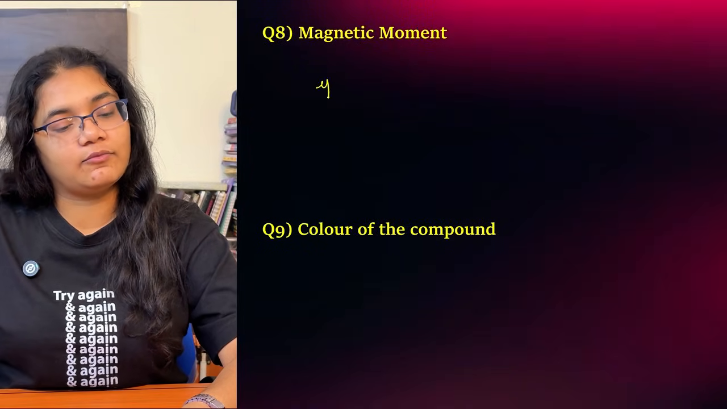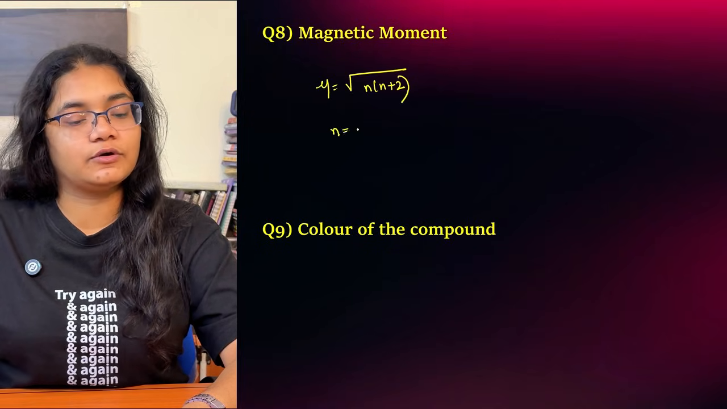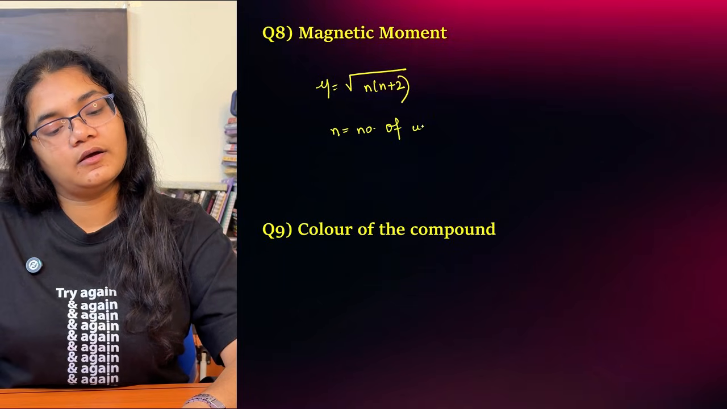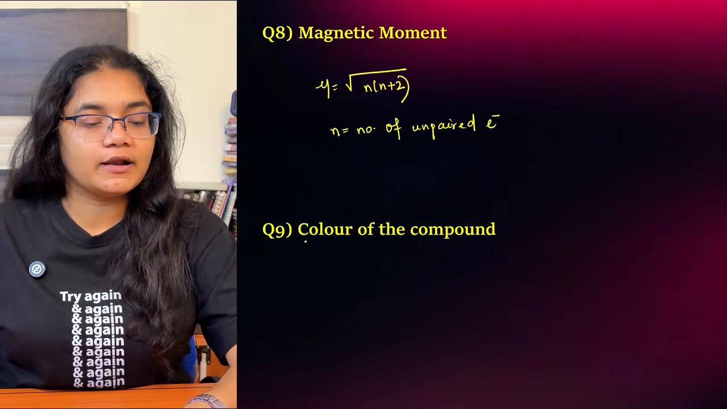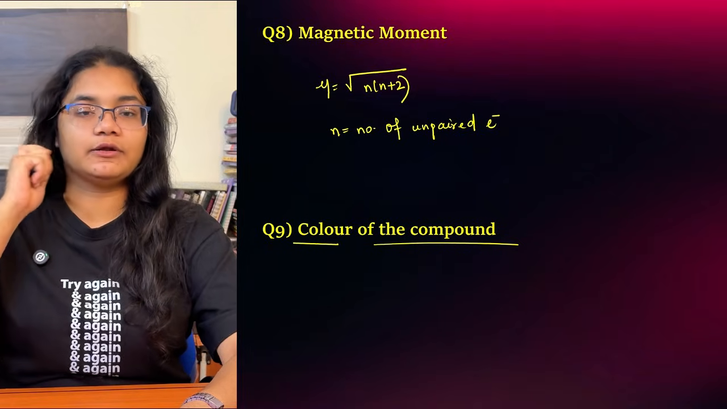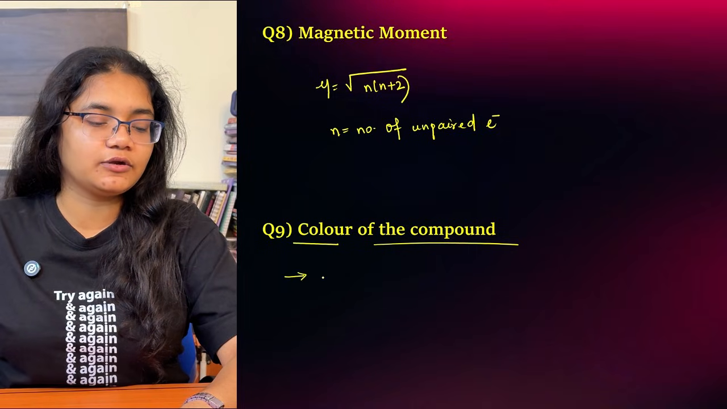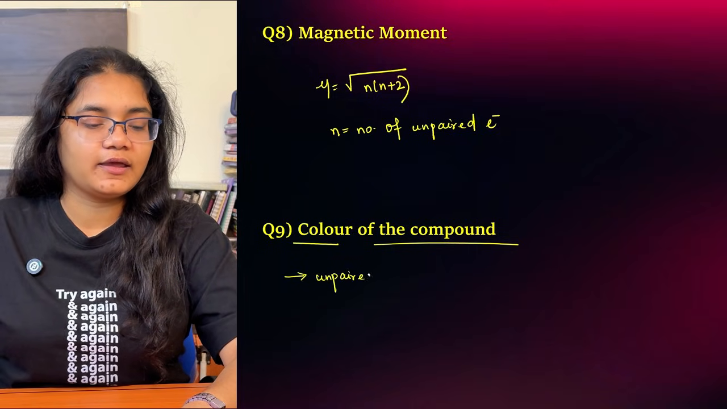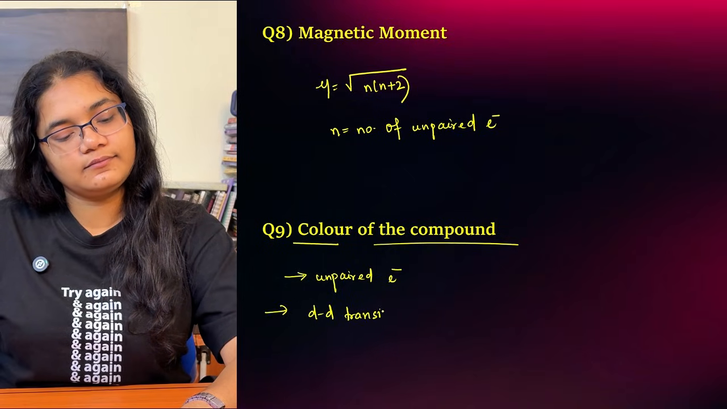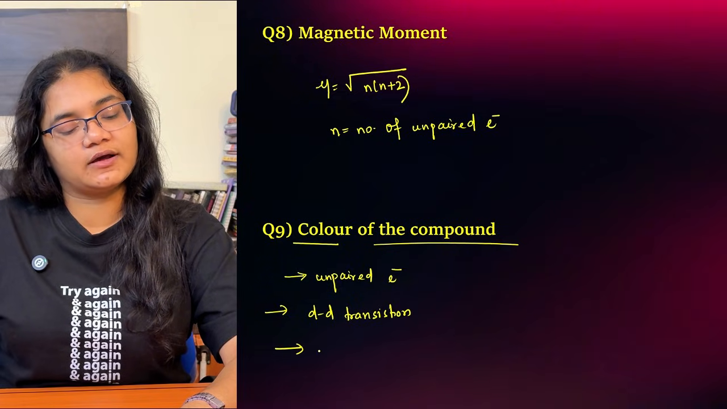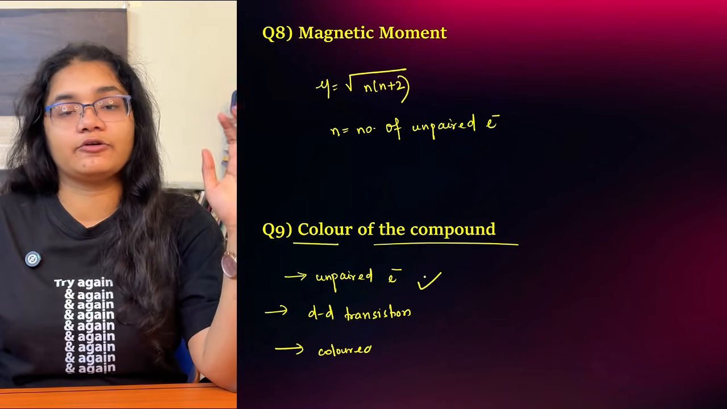You should know magnetic moment is equal to root over n into (n plus 2), where n is the number of unpaired electrons in the molecule. Now there might be a question like, suppose a particular compound is given, is it colored or colorless, based on the color of the compound. So remember, whenever you have an unpaired electron, there will be d-d transition. If there is d-d transition, the compound will be colored. So any time a colored question comes, just check if there is an unpaired electron or not.